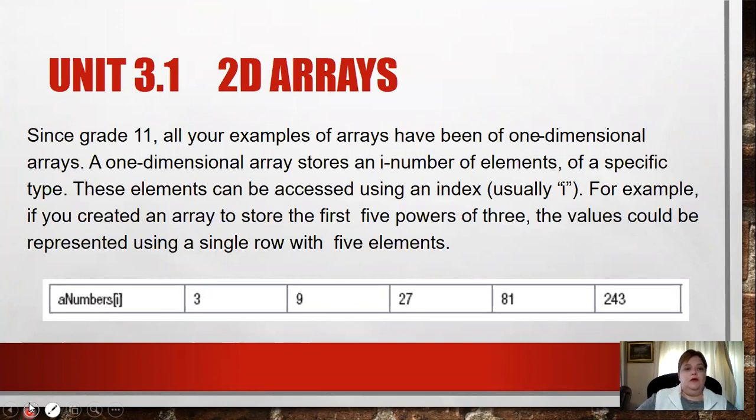Okay, so a one-dimensional array stores a number of elements of a specific type. These elements can be accessed using an index, usually i. For example, if you created an array to store the first 5 powers of 3, the values could be represented using a single row of elements. So for example, 3, 9, 27, 81, 243. So that is a single array.